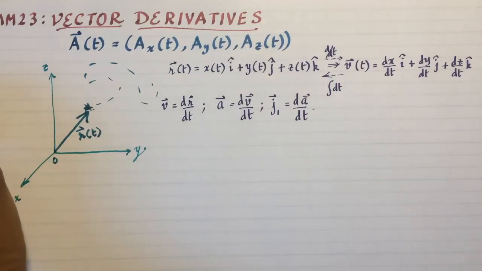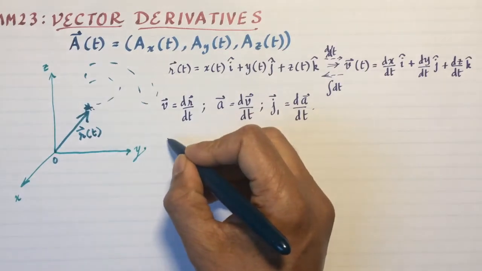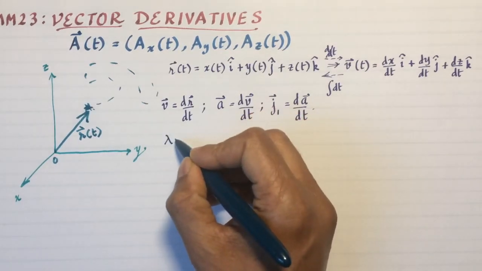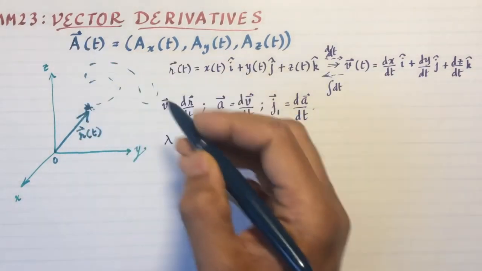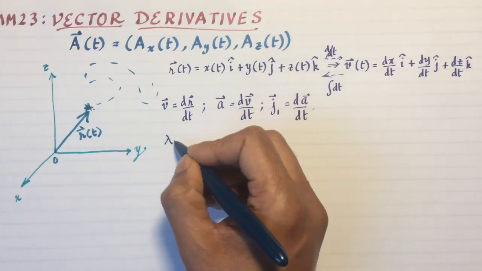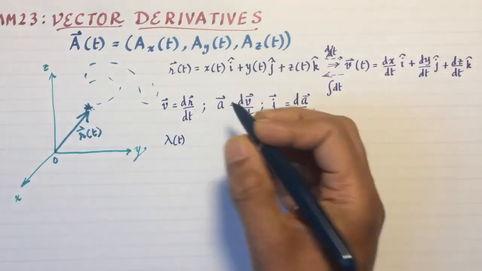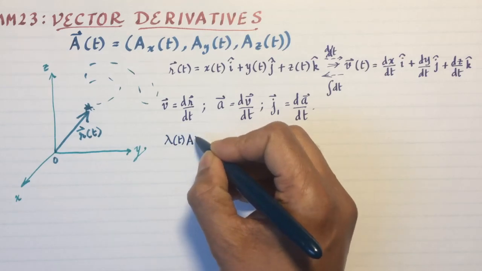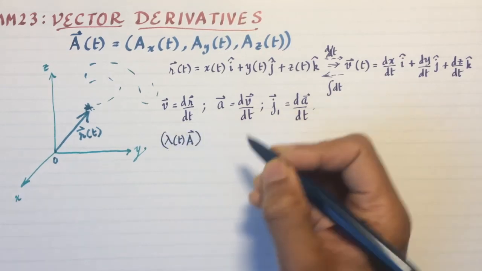pretty straightforwardly. So what I would like to do now is to look at some properties of this operation. All the usual calculus properties hold, except they hold in the vector setting. So let me look at some basic properties. The first thing you'll do is, if you multiply this vector by a scalar, suppose I take lambda and multiply it, and lambda could be a function of time, okay? And I multiply it by the vector a, and I take the derivative.